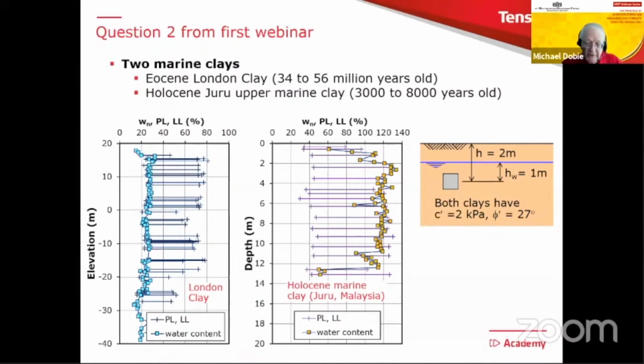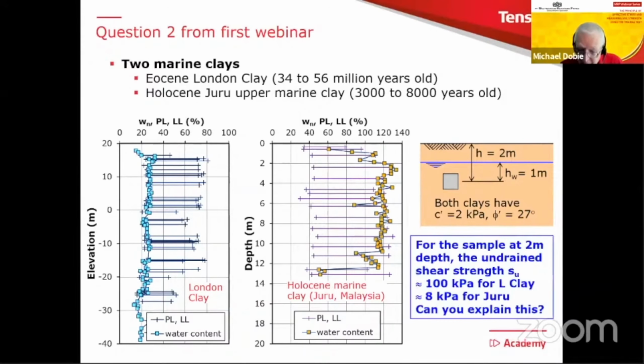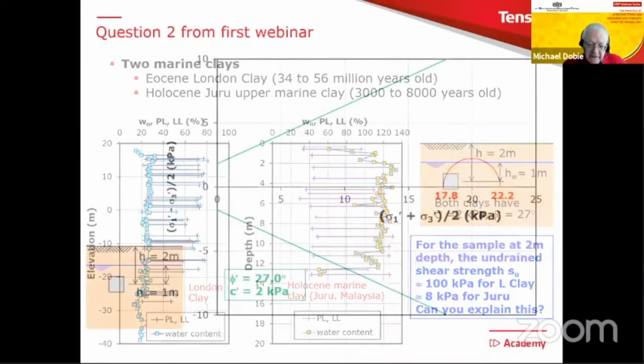What I said here was, okay, let's take those two profiles, take a sample from a 2 meter depth with a 1 meter water table. They both have the same c' and phi', but London clay is very stiff, say around about 100 kilopascals of undrained shear strength, and the Juru clay is very soft, say about 8. Can you explain this? Now, the one-word answer to this was it's all to do with stress history. But let's just see what we actually mean by that.